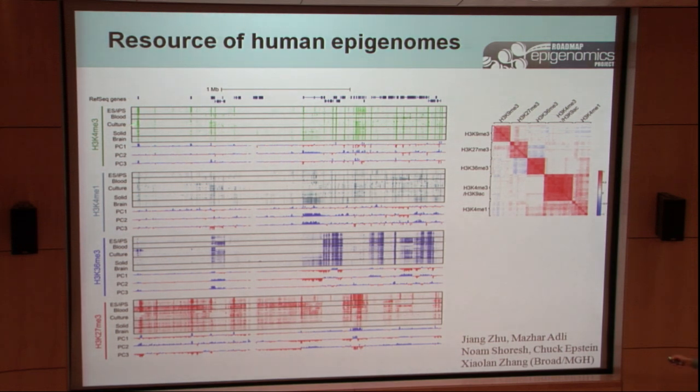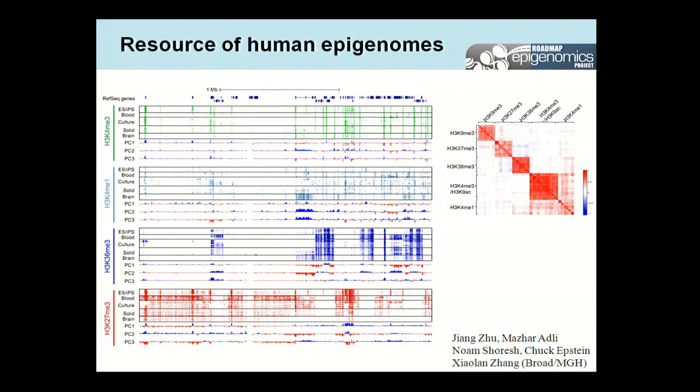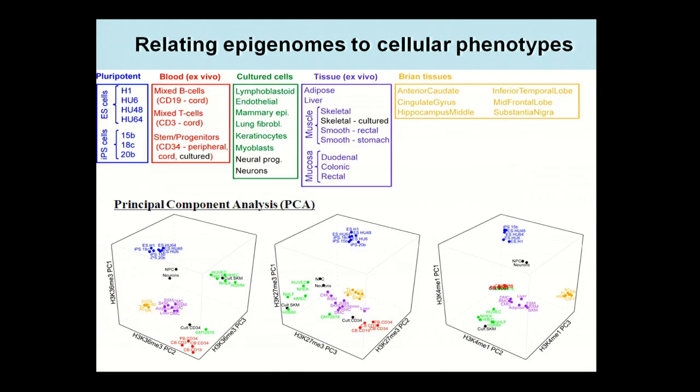We can spend a lot of time scanning across the genes, right? We can look at each individual gene, but here you can see the complexity is already a megabase of DNA, and the genome is thousands of times larger than that. So this is quite a challenge in itself. I should say that this is data from Jiangsu and Mazar Adli, Noam Shores, Chuck Epstein, and colleagues in the Broad Epigenome Center. So here's one stab at how to handle these data.